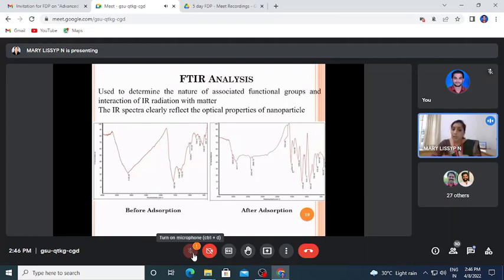So here also we can conclude that the adsorption has taken place because you can see so many shifts. Like that, if you take each value and compare before adsorption and after adsorption, you can finally conclude with so many findings.